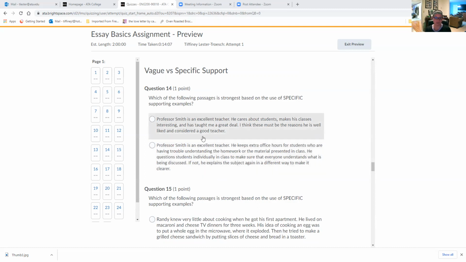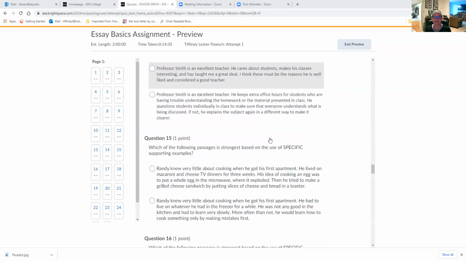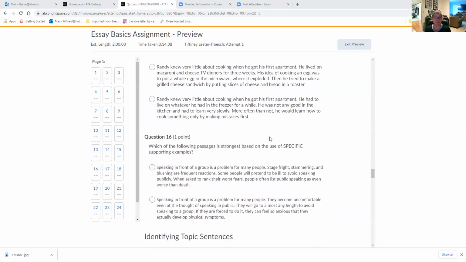So here in question 14, both of these little passages are about Professor Smith and how he is an excellent teacher. So read the first passage, then read the second passage. Mark the one that you think gives the most specific details in the supporting examples. Because we want specific, right? We don't want vague, we want specific. Same thing for question 15 and question 16.